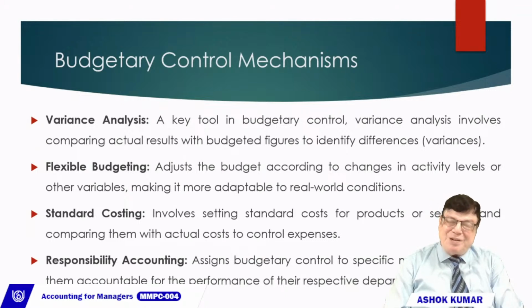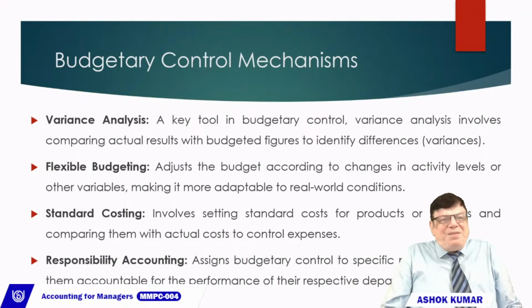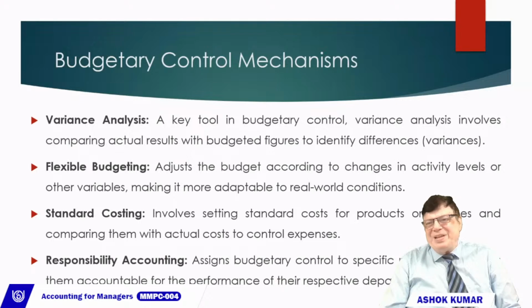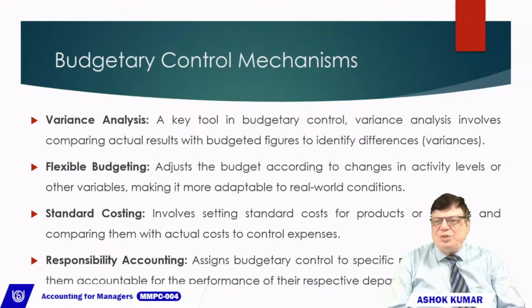In certain areas, they did not do the advertising of their products. So people of that area did not purchase. So variance analysis is a key tool in budgetary control. Variance analysis involves comparing actual results with budgeted figures to identify differences, variances. Flexible budgeting adjusts the budget according to changes in activity levels or other variables, making it more adaptable to real world conditions.